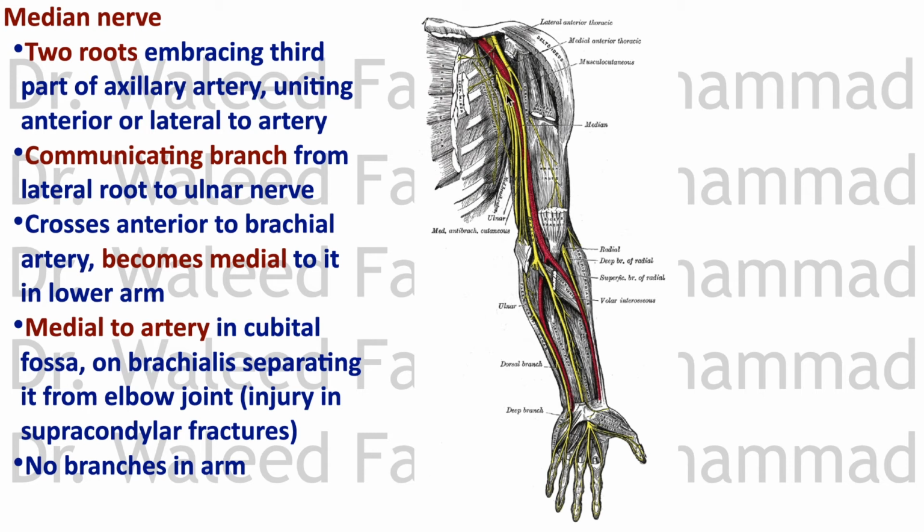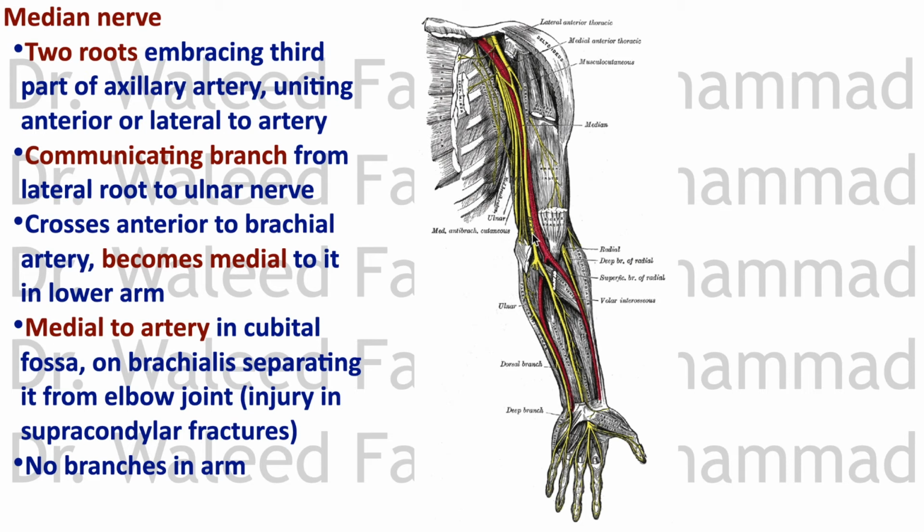It then crosses the artery from lateral to medial and becomes medial to the artery in the lower arm, and medial to the artery in the cubital fossa, on the brachialis muscle, separating it from the elbow joint. So in supracondylar fractures, the median nerve is affected.